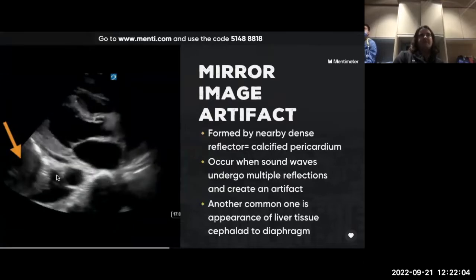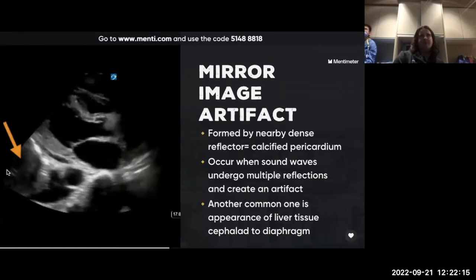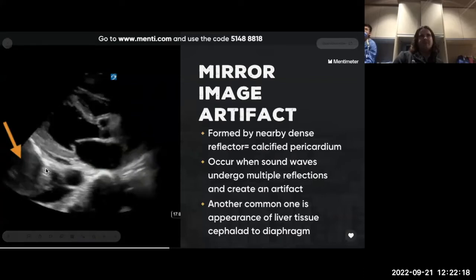Okay, so technically, it probably is actually a bit of both here. I think some people said pleural effusion, and that's probably correct here because there actually is a pleural effusion there. But what the arrow is pointing at is what appears to be this other structure. So this is a mirror image.